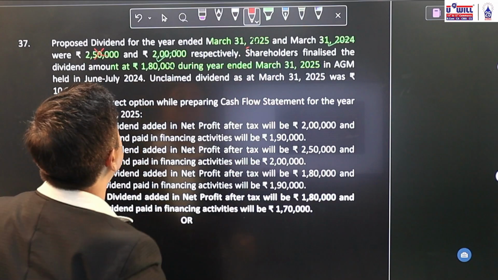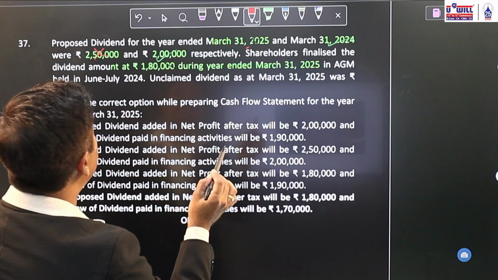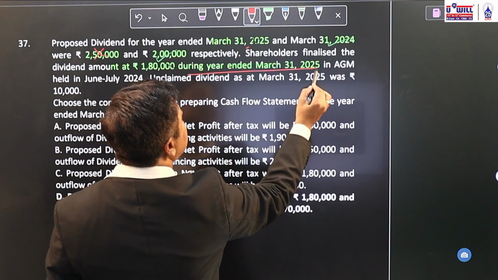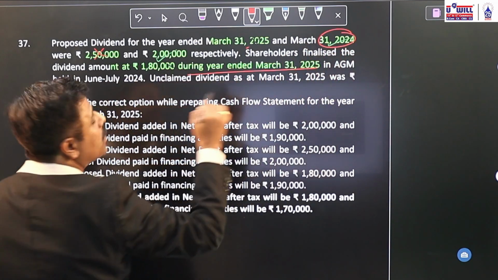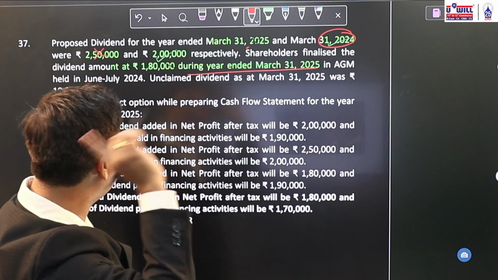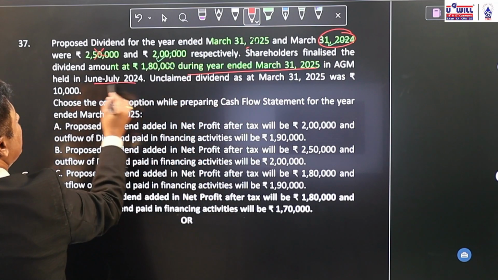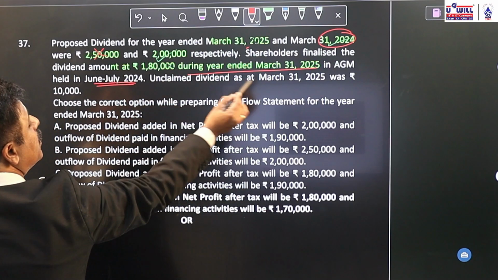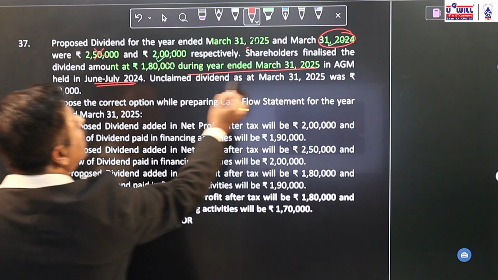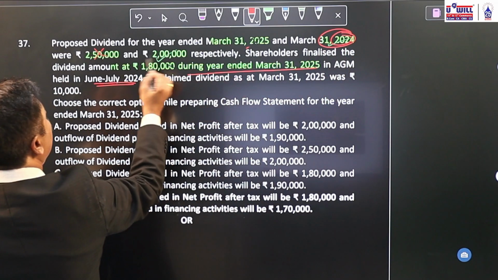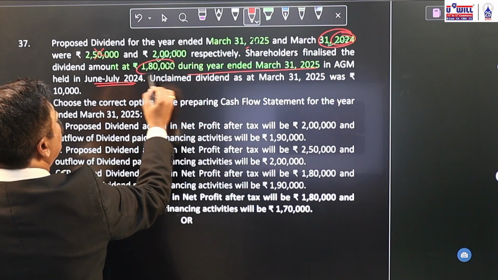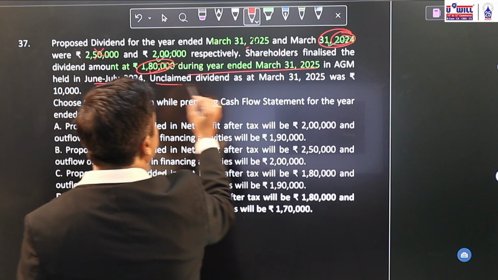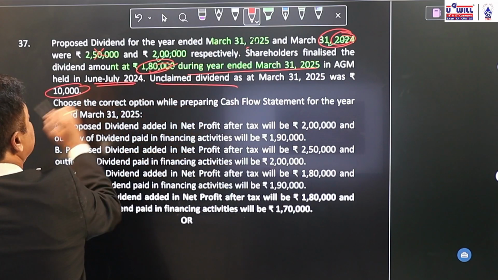This will be taken into consideration as the shareholders have finalized the dividend amounting to 1,80,000 during the year. It is for the last year they have finalized. During this year, you'll always finalize the dividend for last year. In June, July 24, you cannot finalize the dividend for 25. So if the AGM is held in June, July 24, it is 24's dividend of 2 lakhs which was approved as 1,80,000. So 1,80,000 will only be paid, and out of that, unclaimed has been left out 10,000.